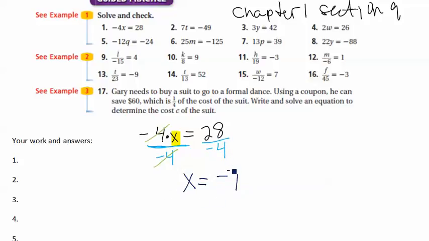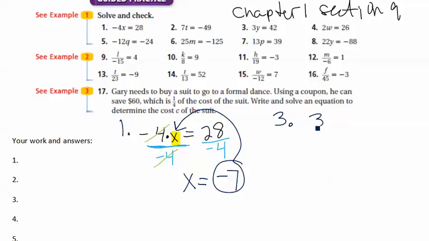And you can check this by taking the negative 7 and plugging it back in here. Is negative 4 times negative 7 equal to 28? It is, so we did it correctly. So that was number 1. All right, let's look at number 3.